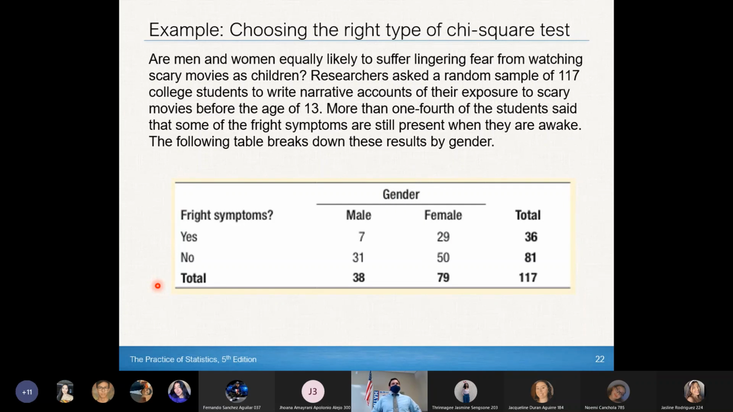Are men and women equally likely to suffer lingering fear from watching scary movies as children? Researchers asked a random sample of 117 college students to write narrative accounts of their exposure to scary movies before the age of 13. More than 1/4 of the students said that some of the fright symptoms are still present when they are awake. The following table breaks down the results by gender. So we have the male and female students and then whether or not they have fright symptoms.